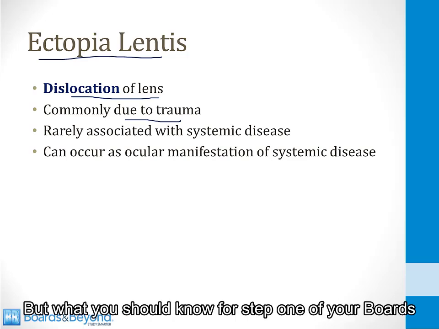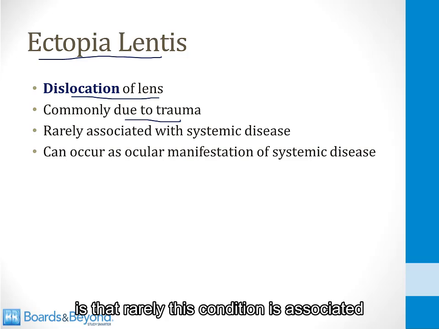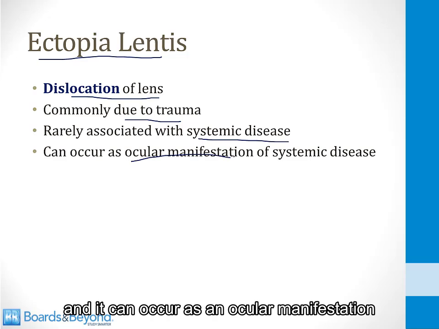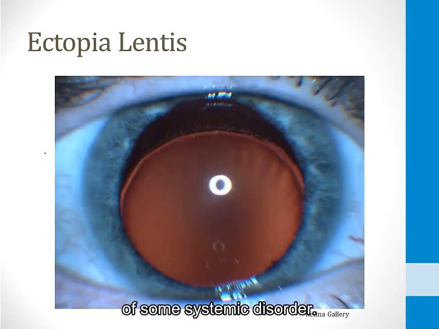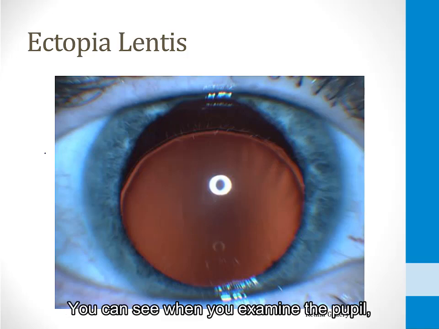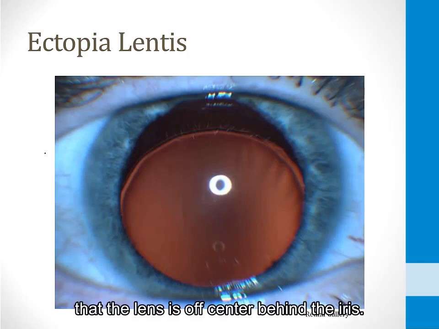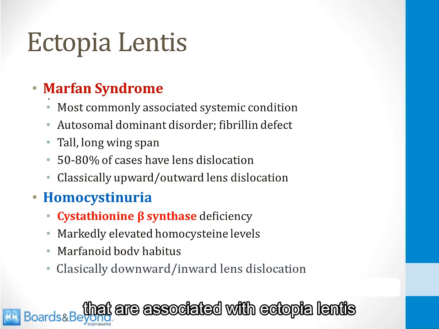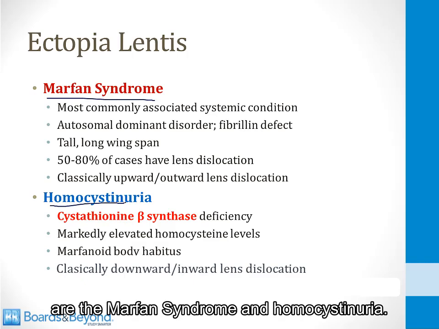But what you should know for step 1 of your boards is that rarely this condition is associated with a systemic disease, and it can occur as an ocular manifestation of some systemic disorder. Here's a picture of what ectopia lentis can look like. You can see when you examine the pupil that the lens is off-center behind the iris. The two systemic disorders that are associated with ectopia lentis are the Marfan syndrome and homocystinuria.